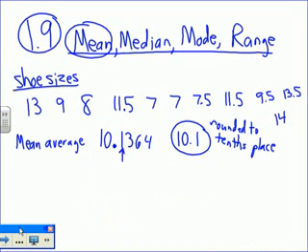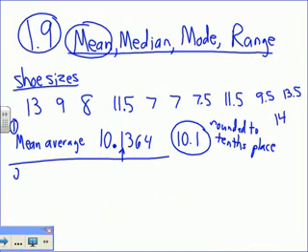Now, that's the mean average. That's the first thing we're doing. Next thing we're going to do is the median. Anybody remember how to get the median? Okay, Jacob? Line all the numbers up, smallest to highest, then you cross them out until you get to the middle. Very good. Excellent.